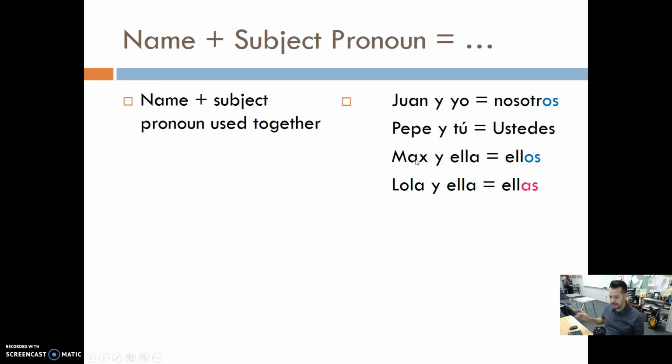Max y ella, okay? That's a chico and a chica. That's ellos, okay? Because once again, the default is the masculine form. And then Lola y ella, two chicas, that's going to be ellas because once again, no chicos present. So the description is going to be feminine. All right. So there you go, ladies and gentlemen.